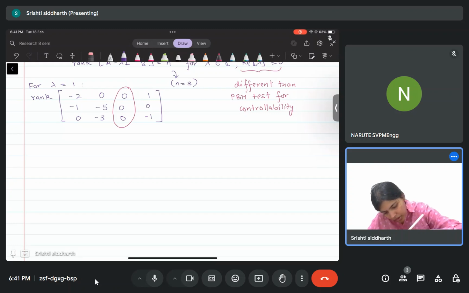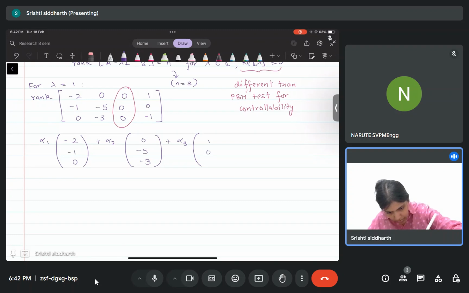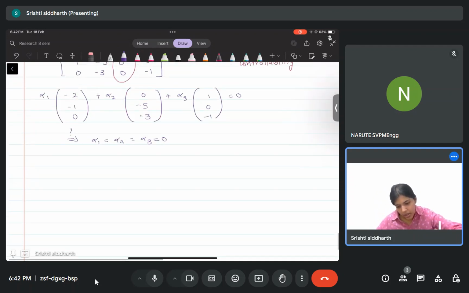Let's see. Alpha 1 minus 2 minus 1 0. 3 times the last column is 0. So we have to check whether this implies that all these 3 coefficients are 0. Alright, so let's check. The first equation is minus 2 alpha 1 plus alpha 3 equals 0, which implies that alpha 3 is 2 alpha 1.